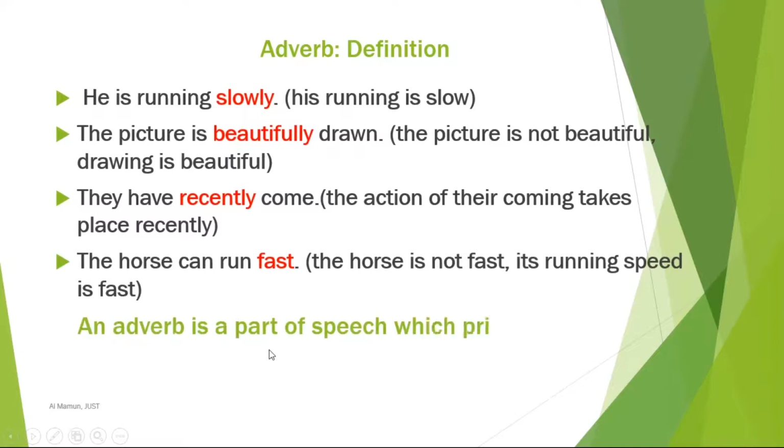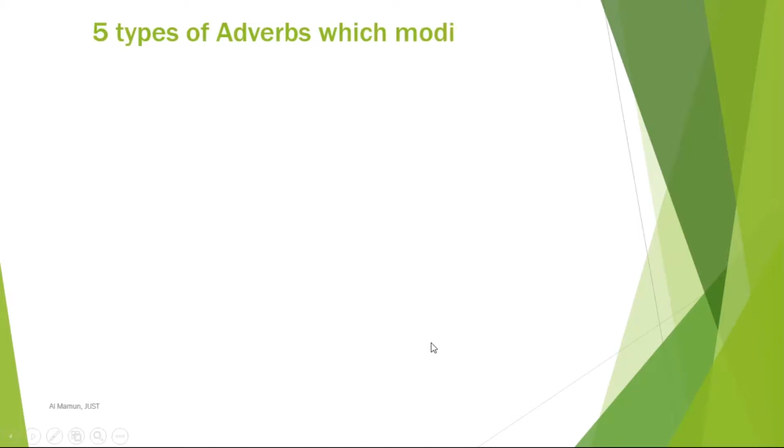An adverb is a part of speech which primarily modifies verb. So here in these examples, the red colored adverbs refer to a verb or action of a verb. There are 5 types of adverbs which modify verb.